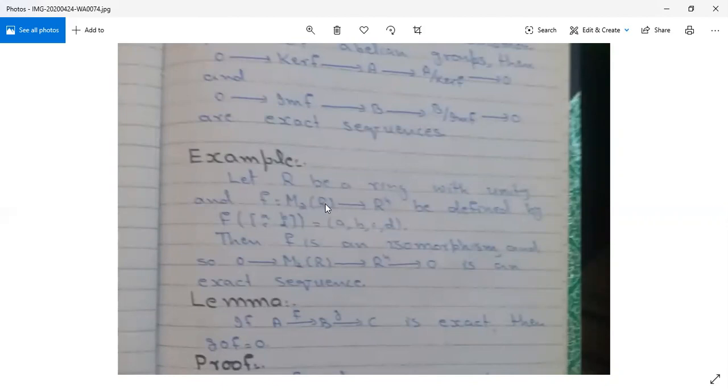F from M2(R) to R4: M2(R) contains matrices of order 2 cross 2, and it is mapped to R4. R4 means it contains four-dimensional vectors like a, b, c, d. F is defined by taking a 2 cross 2 matrix and assigning it to the function f. The result will be a vector whose dimension is 4. Then f is an isomorphism, and the sequence 0 to M2, M2 to R4, and R4 to 0 is an exact sequence.